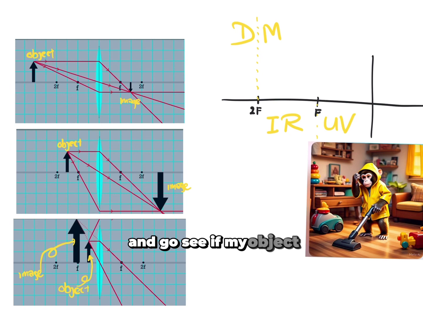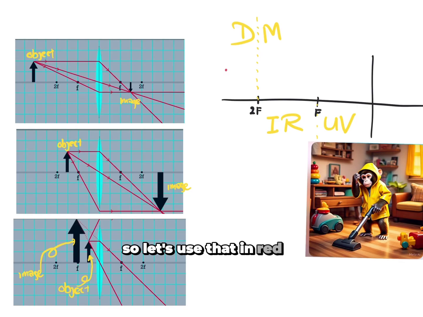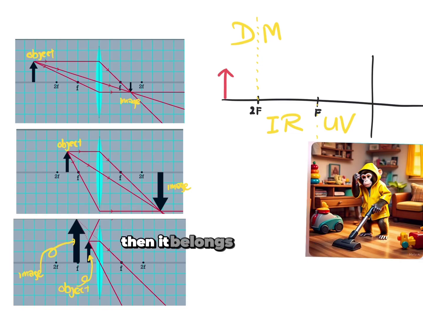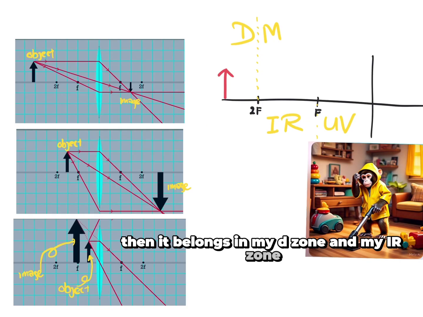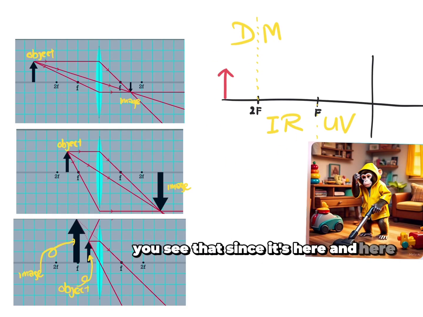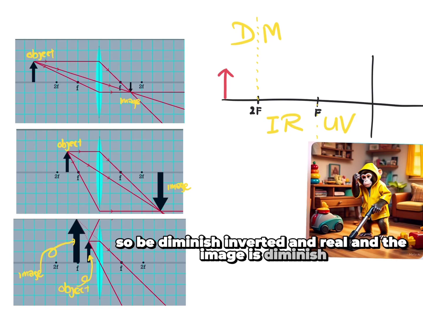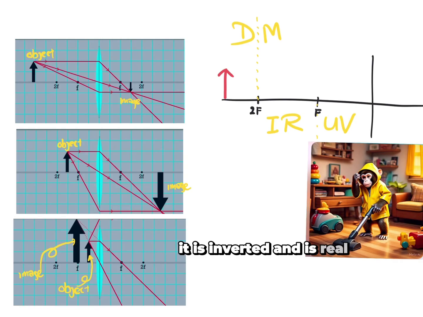If my object, like this over here, was more than 2f away, so let's use that in red. This is my object. I would know that if it is here, then it belongs in my D zone and my IR zone. Can you see that? It's here and here. So it'll be diminished, inverted, and real. And the image is diminished, it is inverted, and it's real.